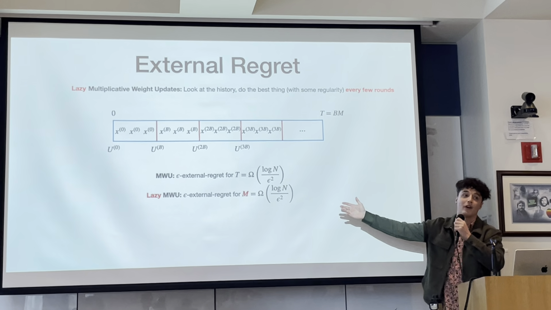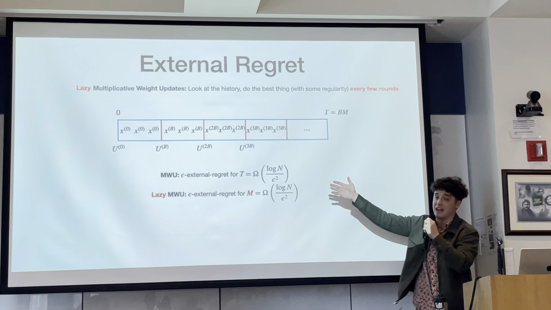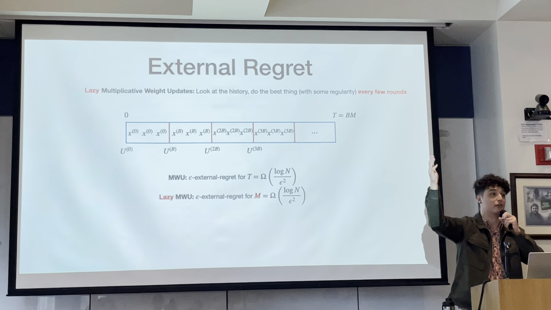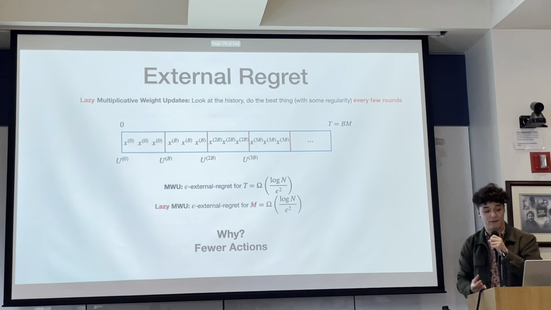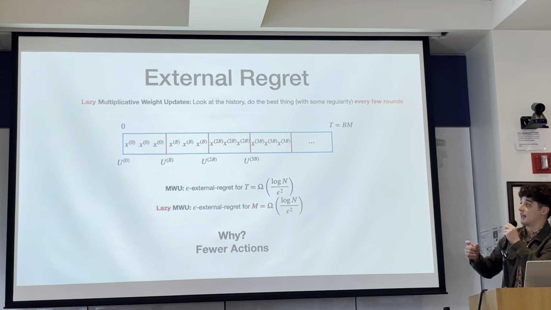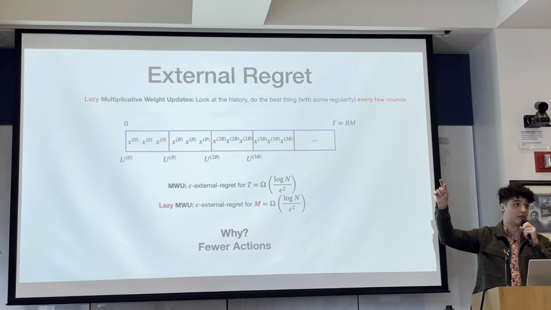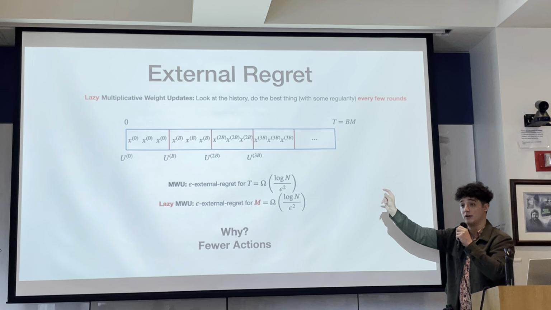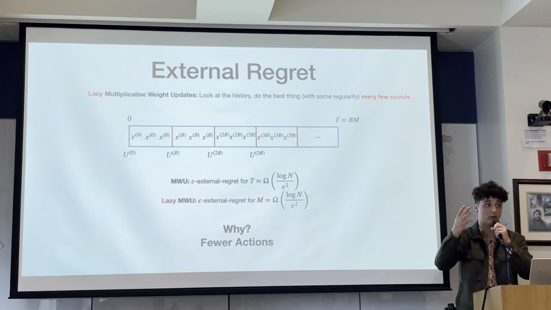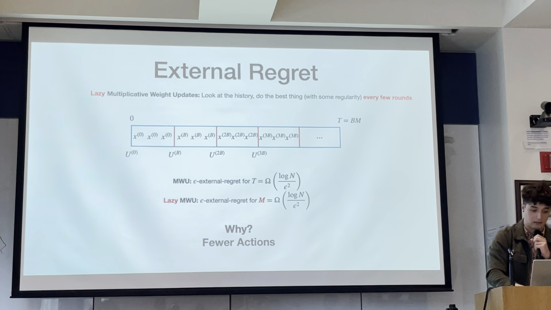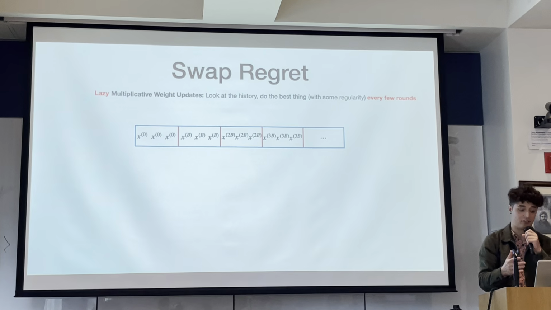So this seems strictly worse, right? We've just lost a factor of b for no reason. Why would we ever do this? The point is that the benefit of lazy MWU is that it ends up playing fewer different mixed strategies over time. And because it's playing fewer different strategies over time, the swaps of these actions are going to be more nicely behaved. Let's look at one potential swap of these actions.